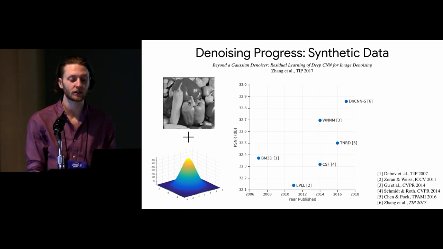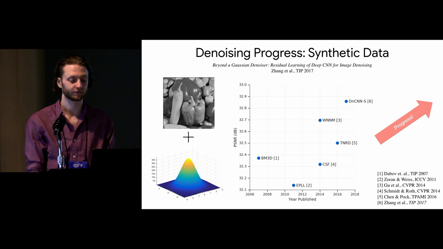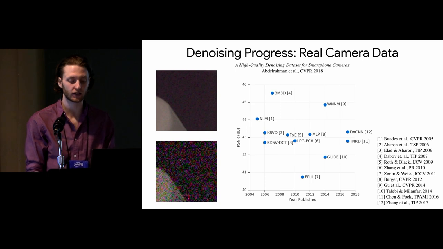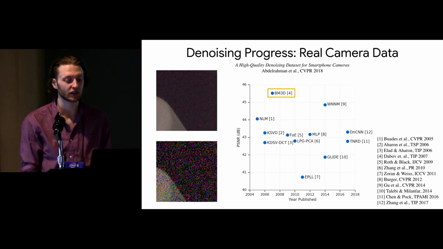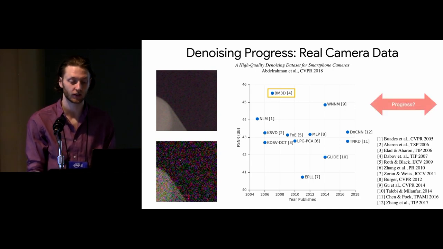Overall, we see that the accuracy tends to improve with time, which is good. The research community is developing better algorithms for this task. However, remember that these results are on synthetic data, which is common practice for image denoising. Recently, some benchmarks have used real pairs of noisy and clean photographs. Again, the x-axis is the year of publication. Perhaps surprisingly, here the best performing technique was BM3D, which is 12 years old and uses no learning. More recent techniques, which rely more heavily on learning, perform worse on this task.